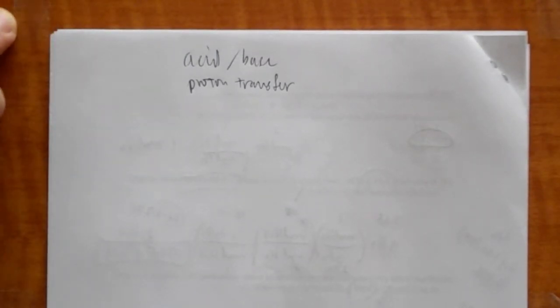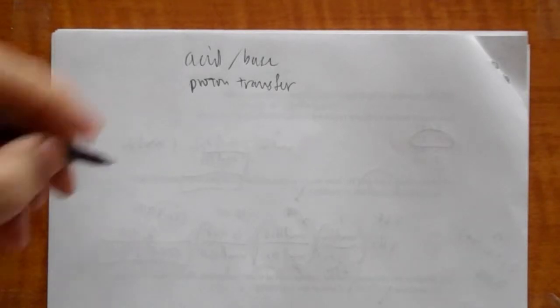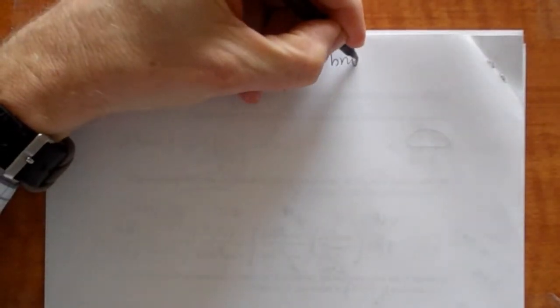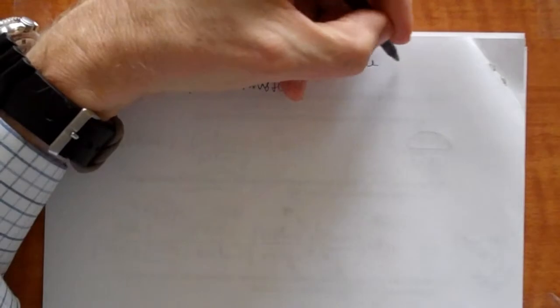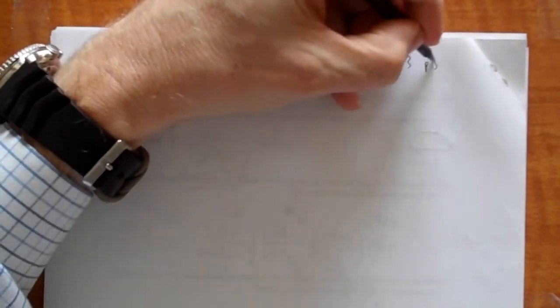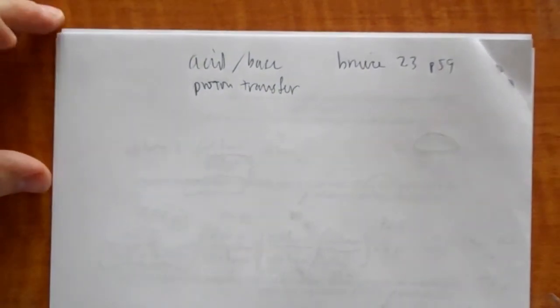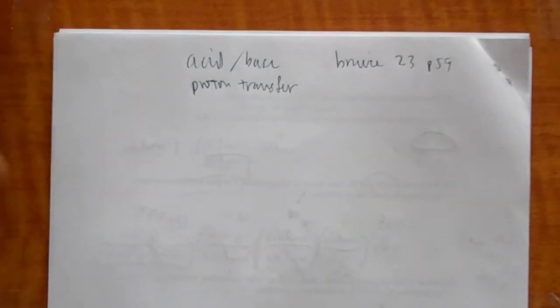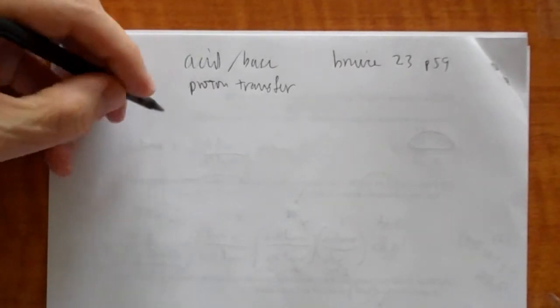You may want to get your textbook out. If you're using the organic chemistry text by Paula Bruce, 7th edition, then it's section 2.3, page 59. And this is where the mechanism is, and I just want to walk you through it. I realize that, in a sense, I'm just reading the book here to you. But here's how this works.